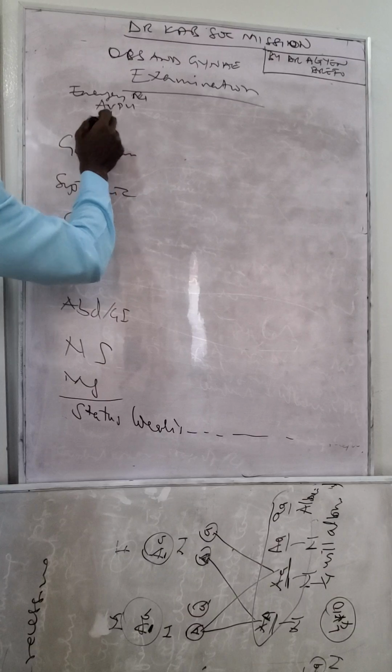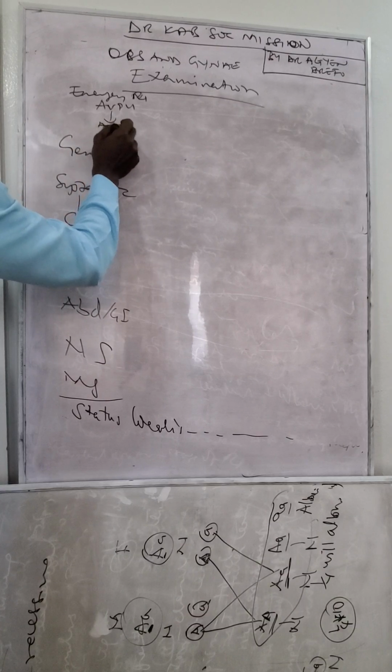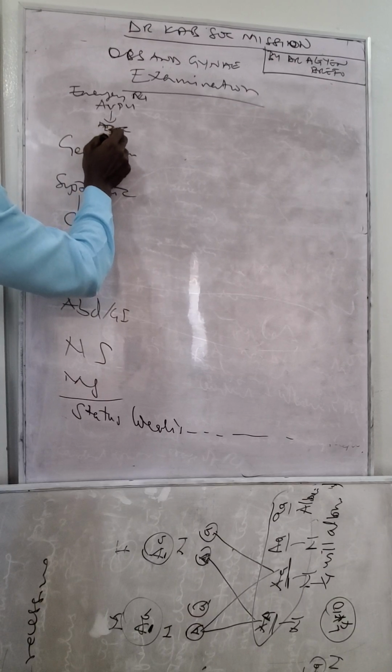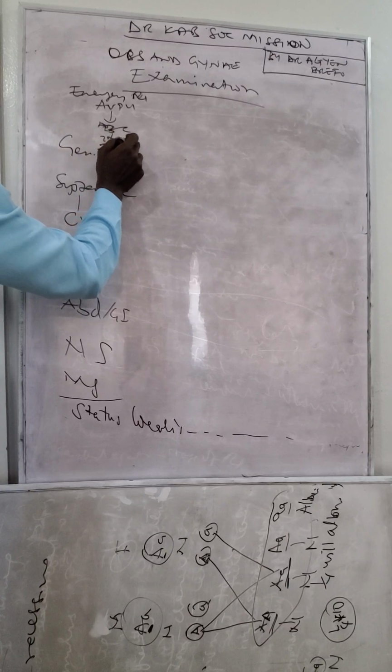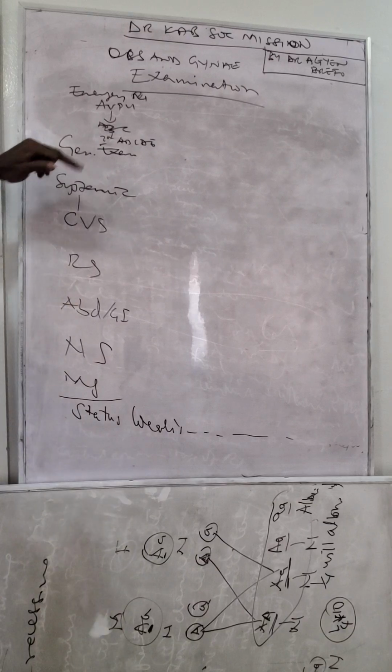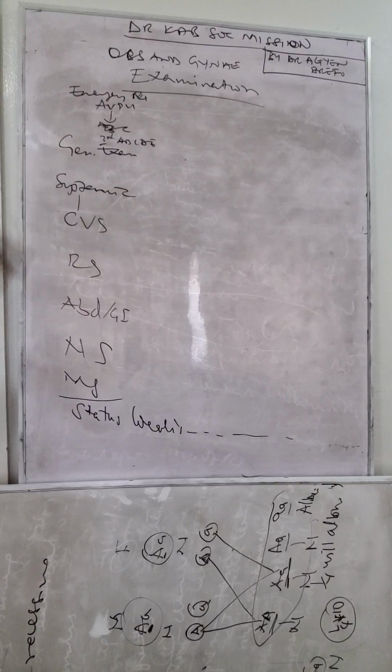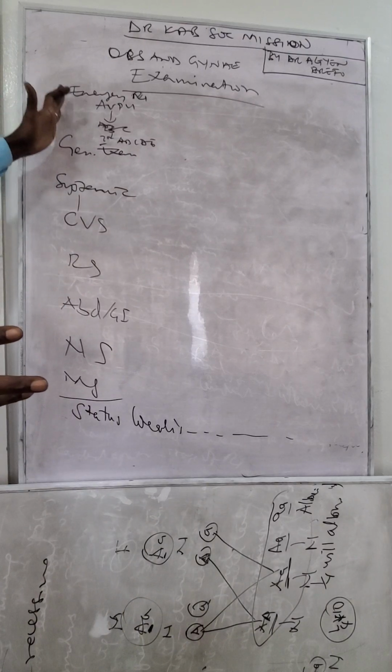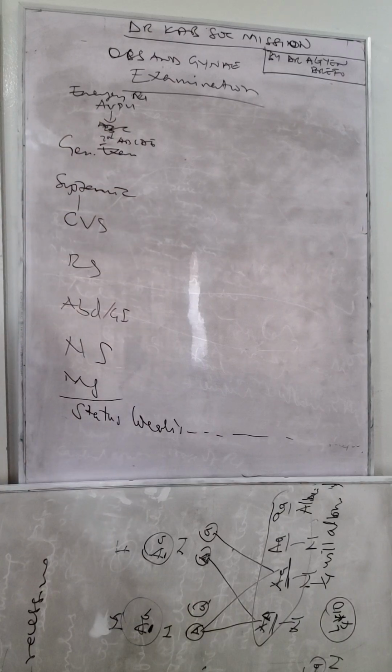AVPU. You come to your ABC. Yes. Then the secondary survey, which is ABCDE. Okay. And then before you come to your, so that if you have this picture in your mind, no matter the condition given to you, you'll always be able to flow with your examination.